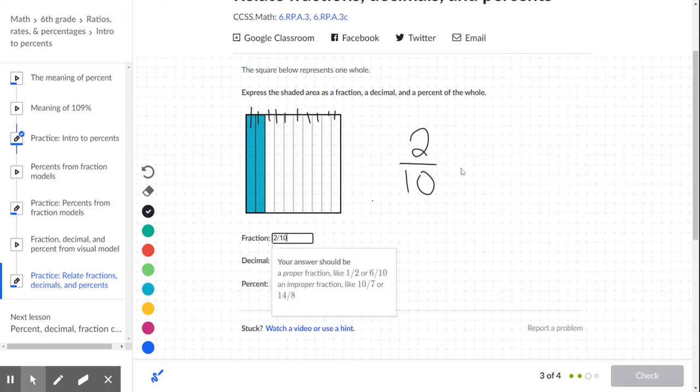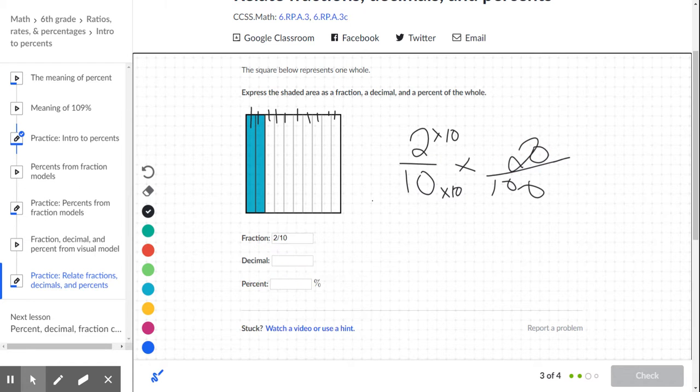In order to turn my fraction into a percent, I have to multiply some type of way and end up with 100 at the bottom. 10 times 10 gets me 100. So if I multiply the top by 10, I have to multiply the bottom by 10, and vice versa. 2 times 10 gives me 20. Now that 100 is my denominator, I know that the 20 at the top has to be my percent.